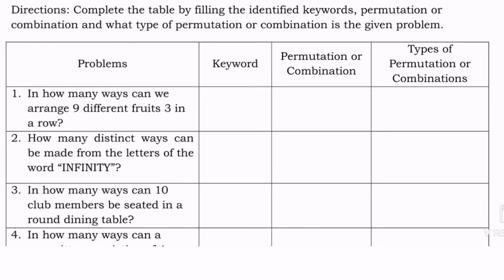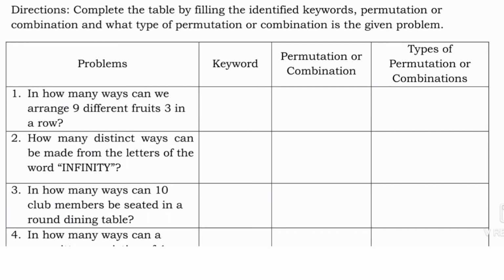Complete the table by filling the identified keywords, permutation or combination, and what type of permutation or combination is the given problem. Okay, problems. Number 1, in how many ways can we arrange 9 different fruits, 3 in a row? Keyword is arrange, then permutation, then permutation of n taken r at a time without repetition.